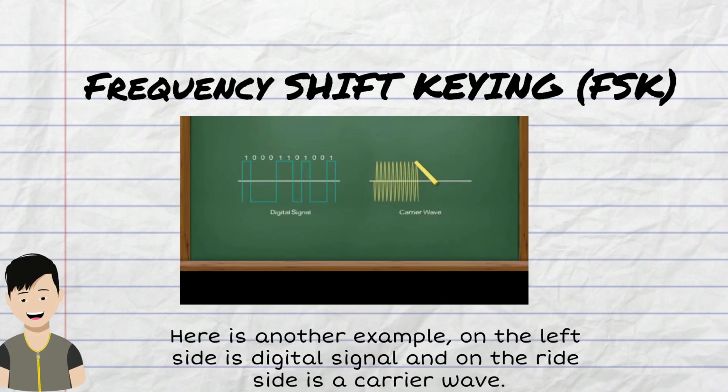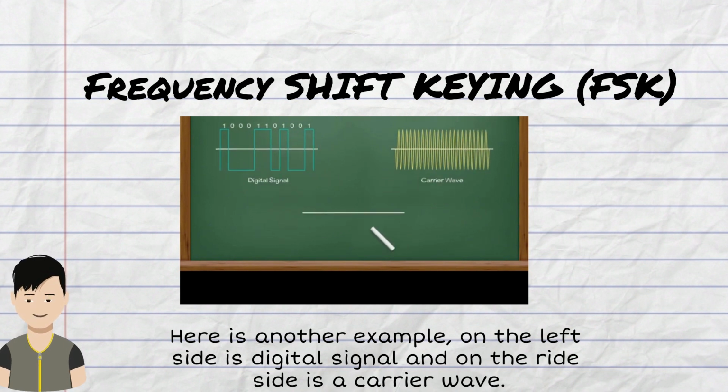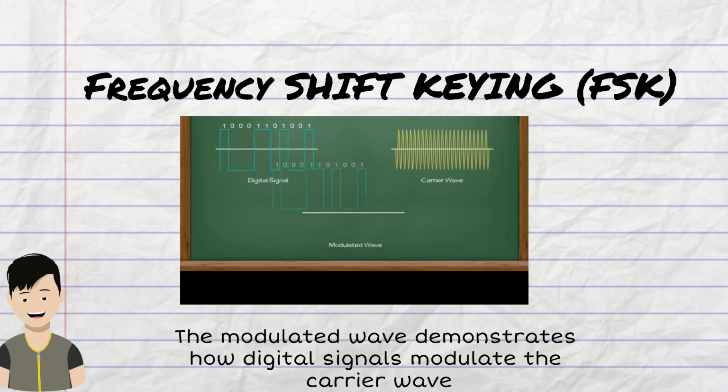Here is another example. On the left side is the digital signal, and on the right side is the carrier wave. The modulated wave demonstrates how digital signals modulate the carrier wave.